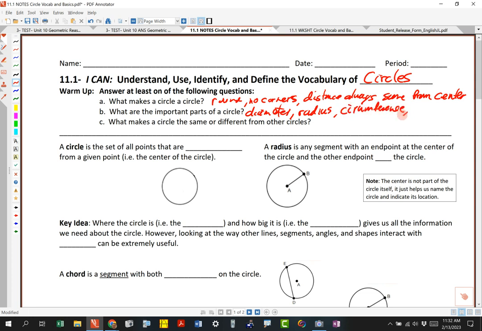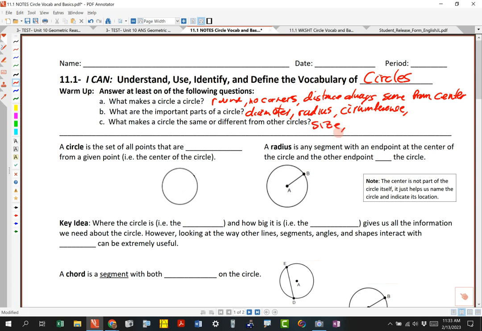Okay. All right. We're going to move on. There's one other thing that you're going to find is super important about circles. What makes a circle the same or different from other circles? So if I have a circle over here that's this big, and I have another circle over here that's this big, what's the difference between those two circles? The radius. Okay. Could be the size.